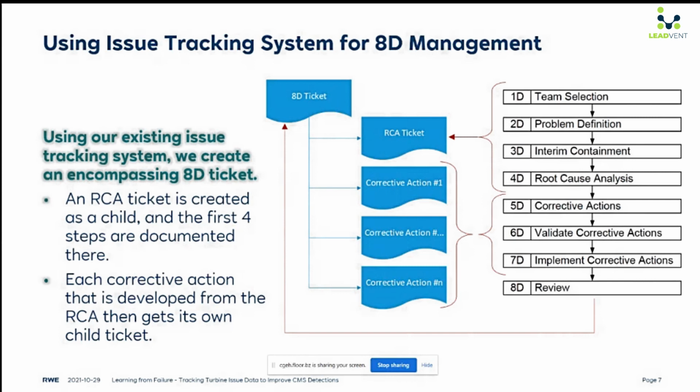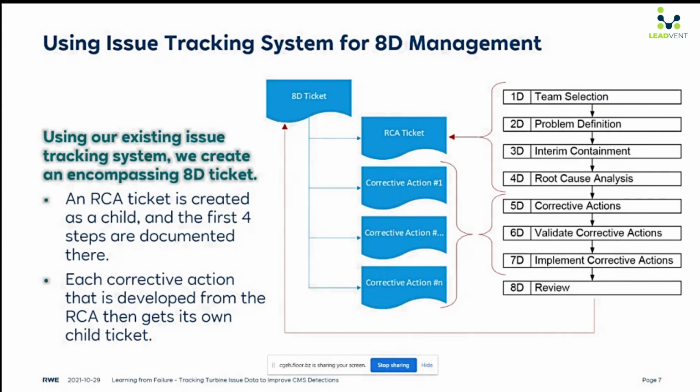First step, make an 8D ticket that will serve as a parent for all of the other tickets. It's simple. It doesn't need any info in it at this time other than just a few cursory details. Second step, create a child ticket to contain the first four parts of the 8D. Those first steps tend to be relatively small and time-bounded. The initial steps and the RCA can usually be completed within a few days or weeks, depending on how much time you can dedicate to it.